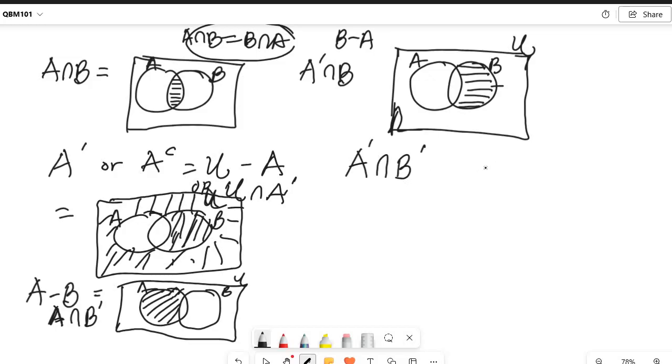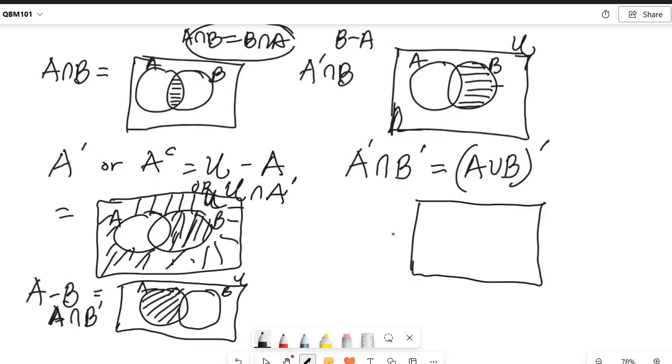Now let's see another one. What about A prime intersection B prime? This is the same thing as A union B all prime, which you will see very shortly when we prove De Morgan's law. You agree with me that this means all the elements in the universal set except those in their union. I'm sure you have an idea of what that would look like. That would simply be all the people outside. So if this is A and this is B, we don't want everybody in A union B, but we want the remaining guys in the universal set.